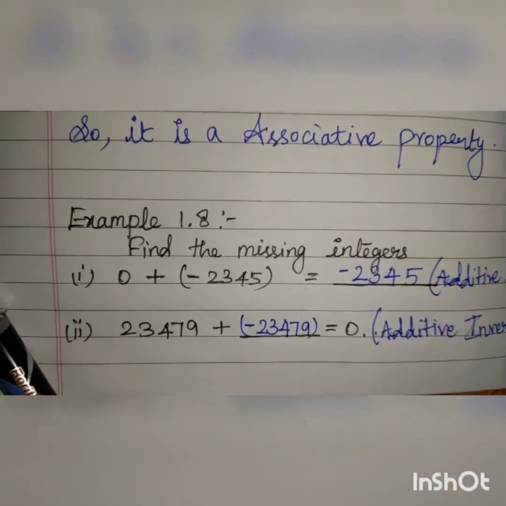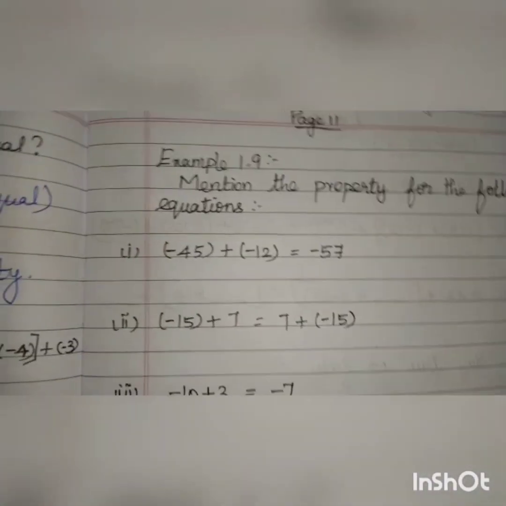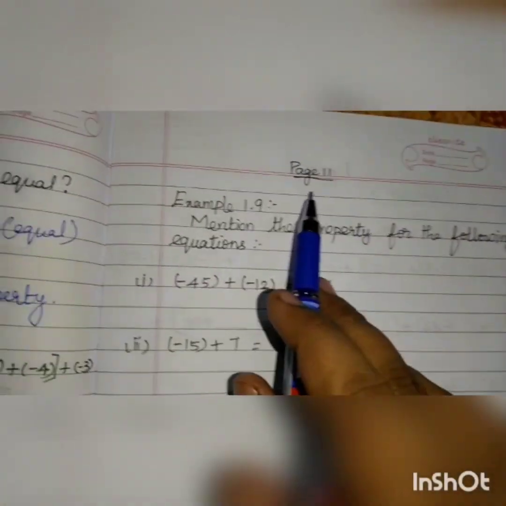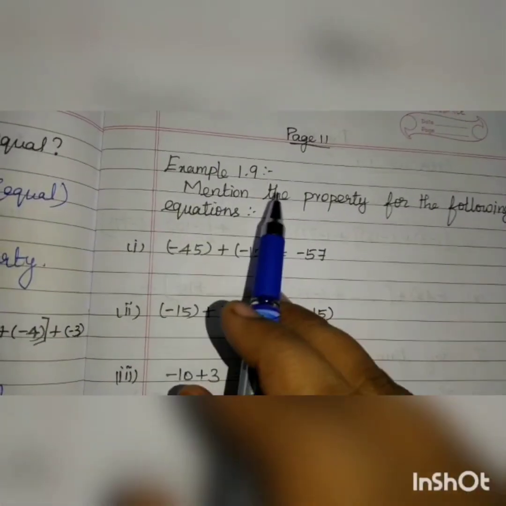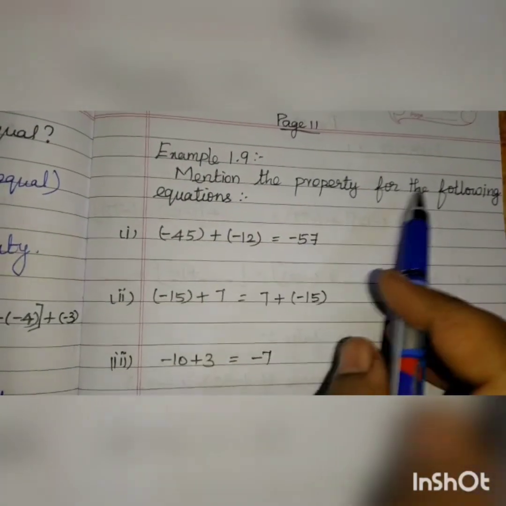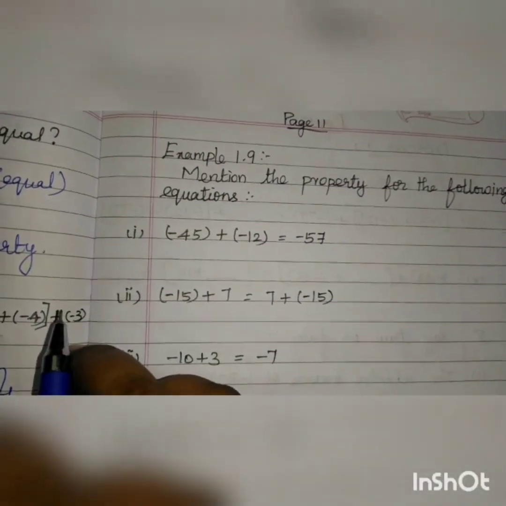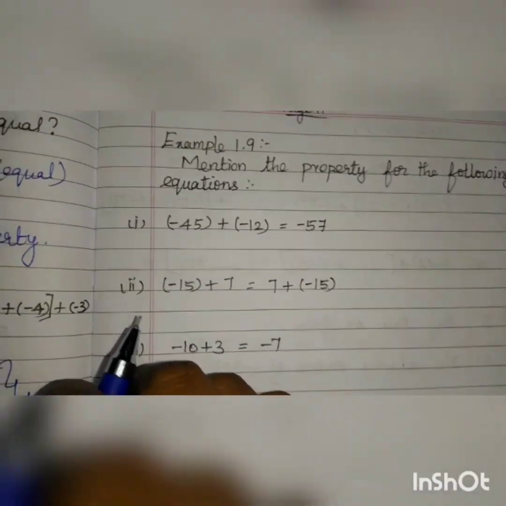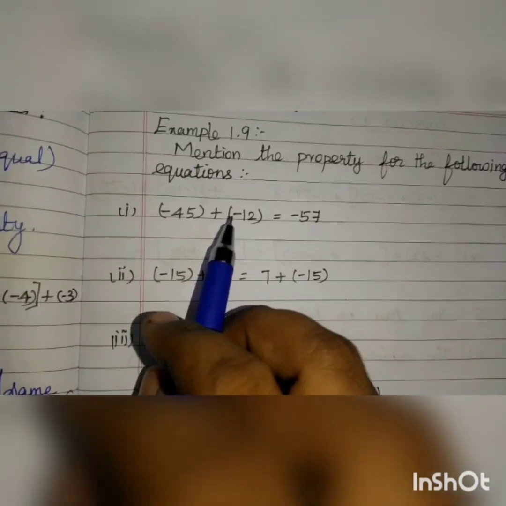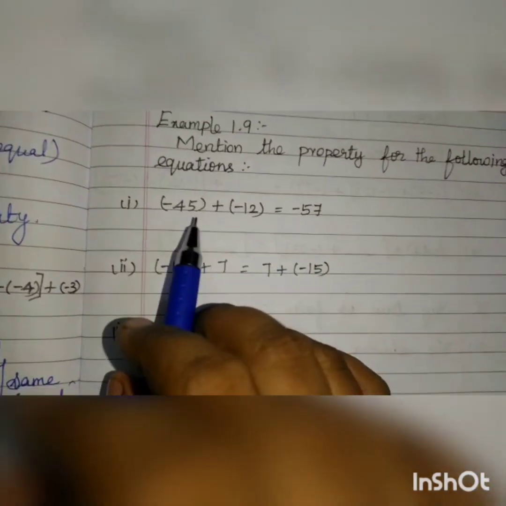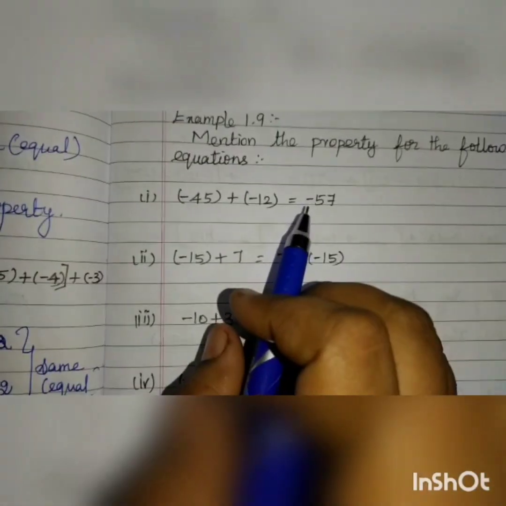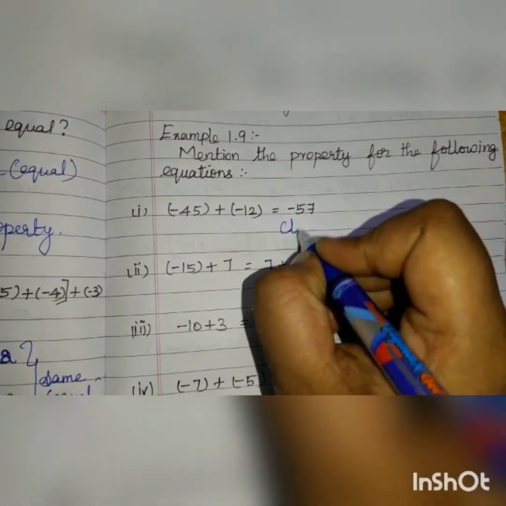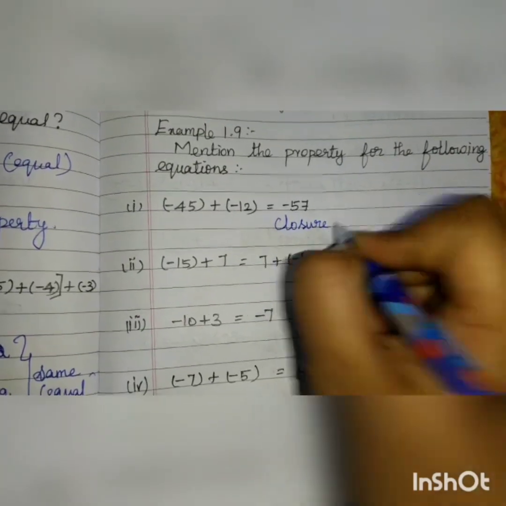Next, we are going to learn Example 1.9, on page 11. Mention the property for the following equation. The answers are very simple to find. Two numbers they gave, and we get an answer. Any two integers, if we add them, we will get an integer. What kind of property is this? Closure property.